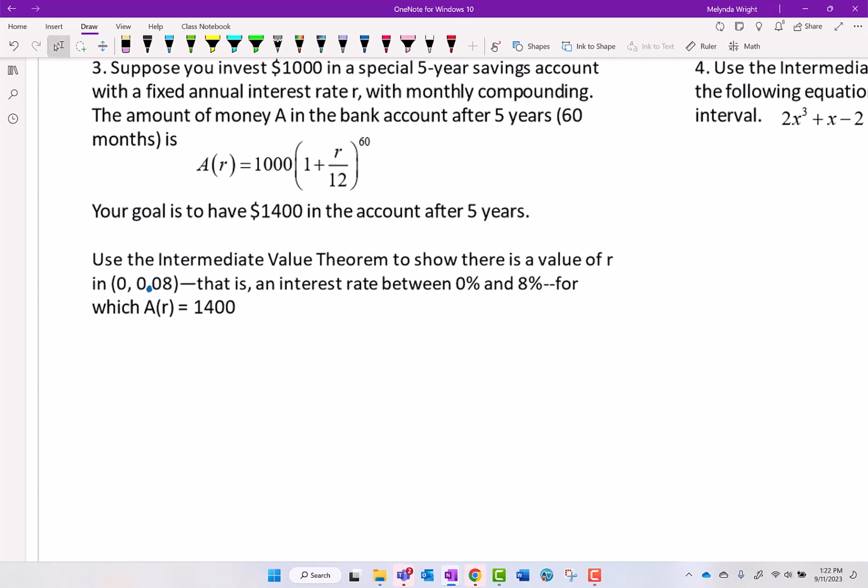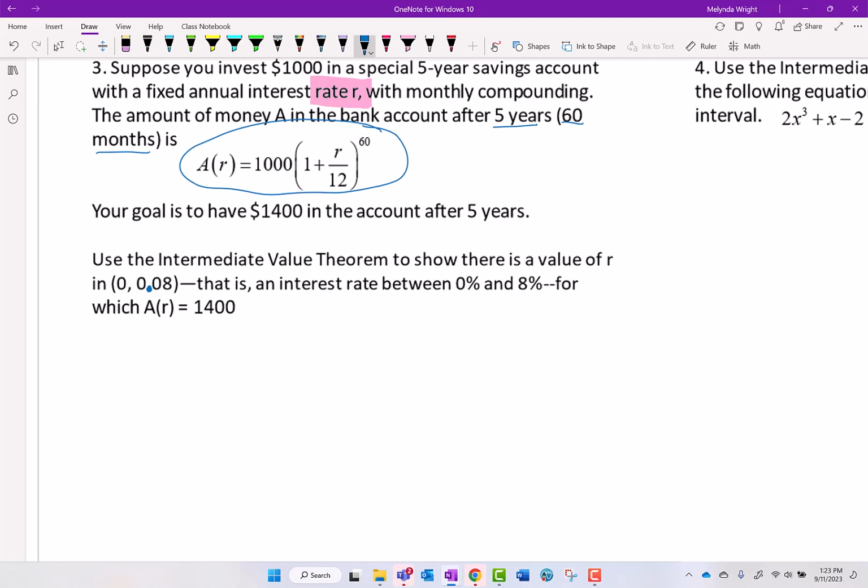Okay, so here we go. Suppose that you invest $1,000 in a special 5-year savings account with a fixed annual interest rate R. Okay, let's just make ourselves some notes. This is interest rate R with monthly compounding. The amount of money A in the bank after 5 years, and they're equating this for us, 5 years is 60 months, is, so this is the equation that we're going to be working with. Okay, that's fine. We would have a calculator, so we don't have to do that in our head.